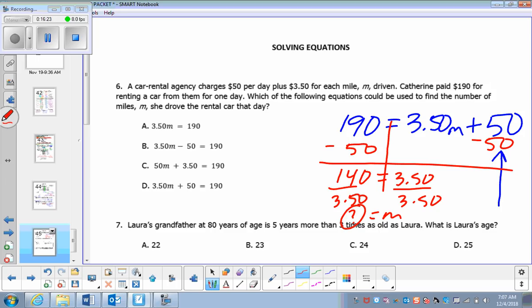This question simply asks us to identify which equation could be used. $3.50 per mile plus the $50 it costs her to rent the car just for that day, and this is how much she spent total that day. So this one's D.